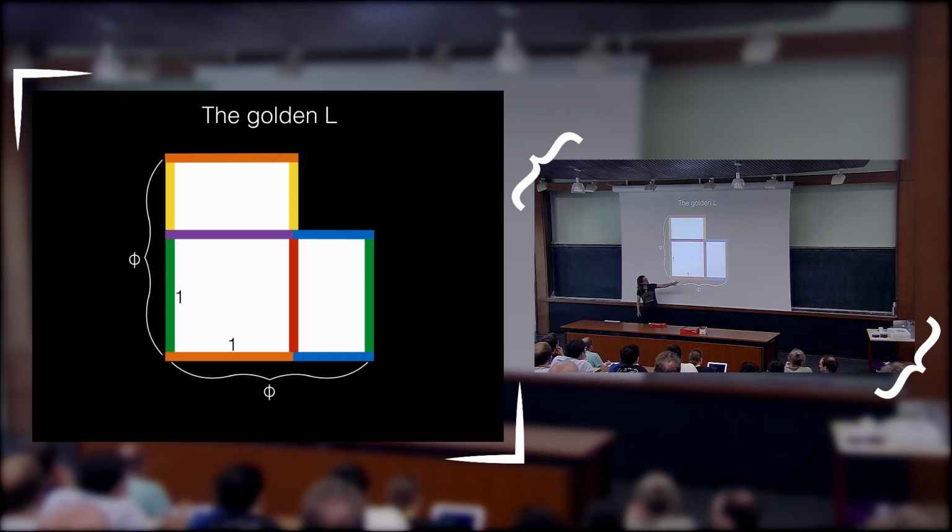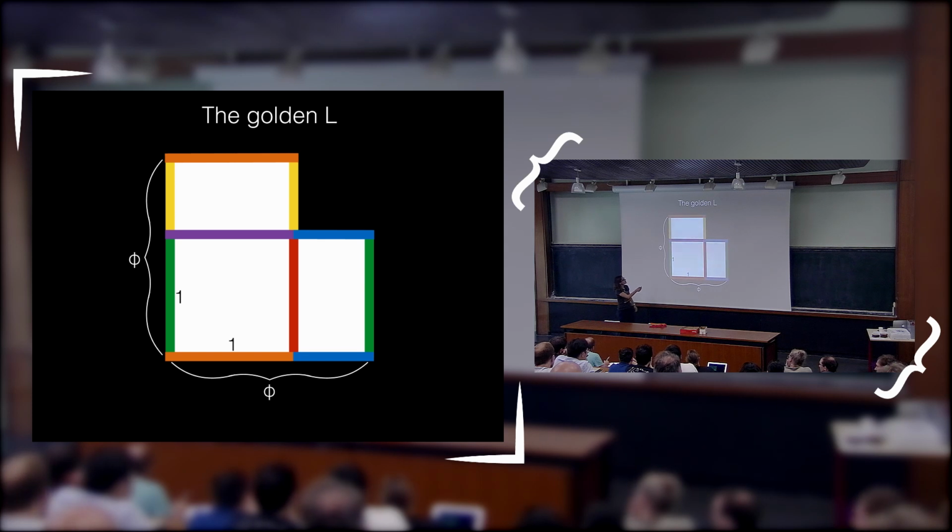So it's an L-shaped table. Middle thing is a square. This dimension is golden ratio phi, and then this is 1 over the golden ratio. So this is a little golden rectangle, and this whole thing here is a golden rectangle, and this little thing here is a smaller golden rectangle. So there's the golden L.